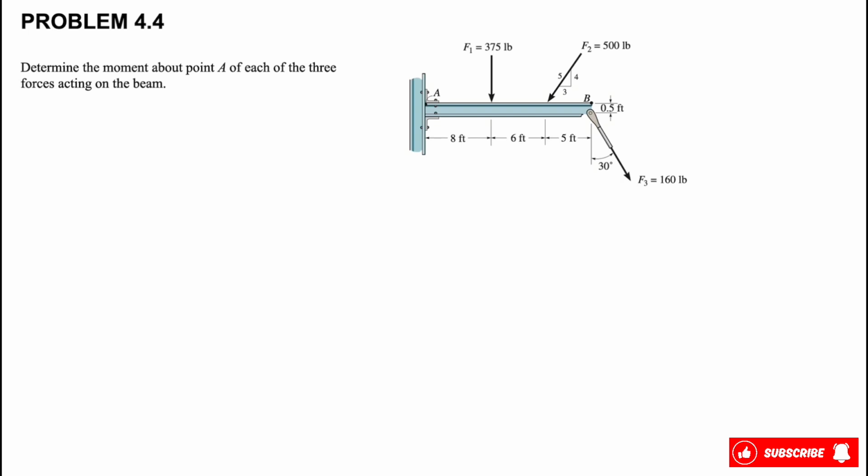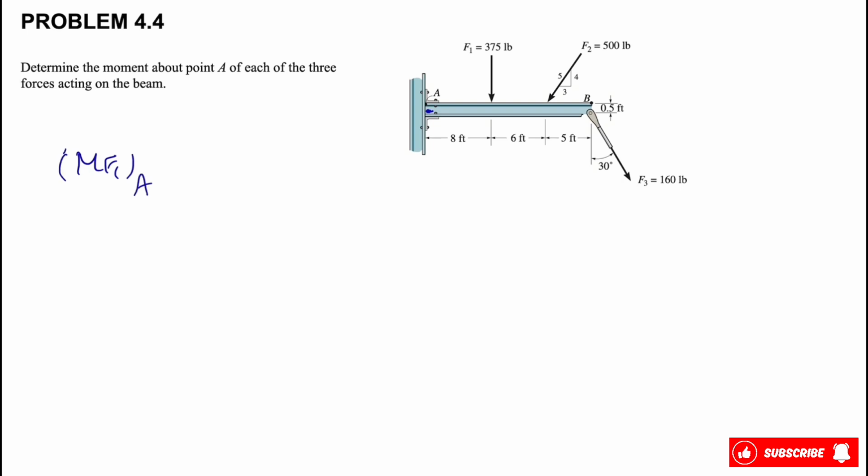And let's start with the first moment, or the moment of F1 about point A. So what we are looking for is the force and the vertical distance, or the position vector, for finding the moment in 2D. And let's find the moment of F1 about point A.